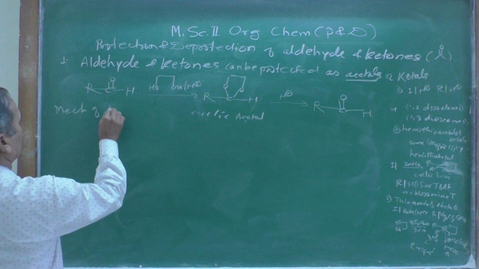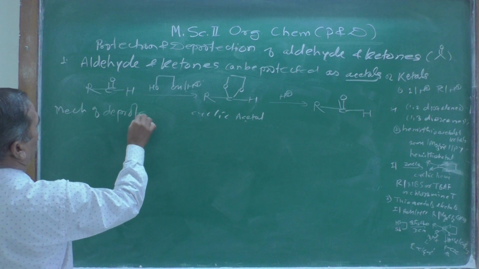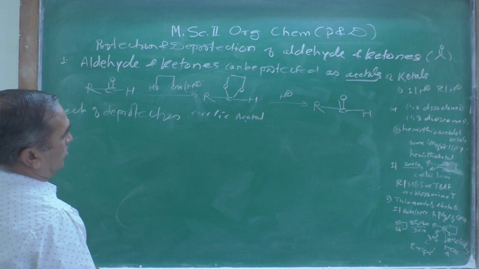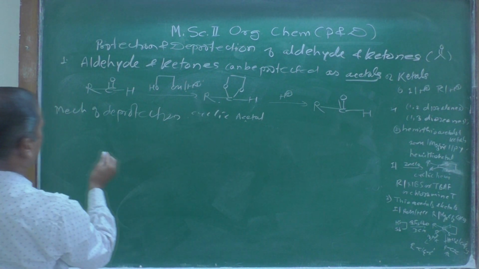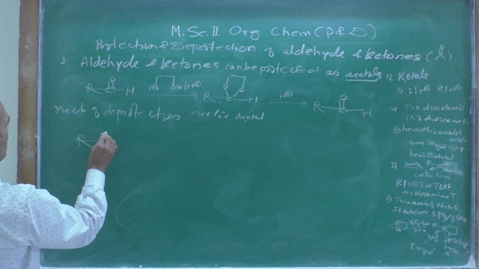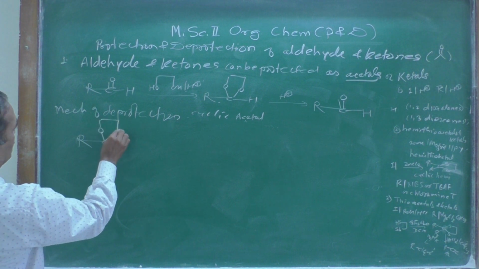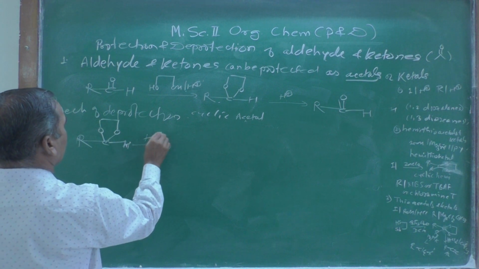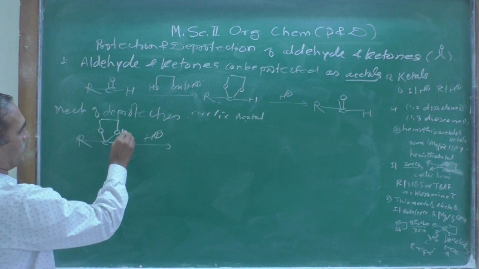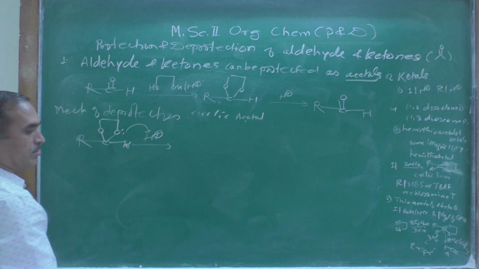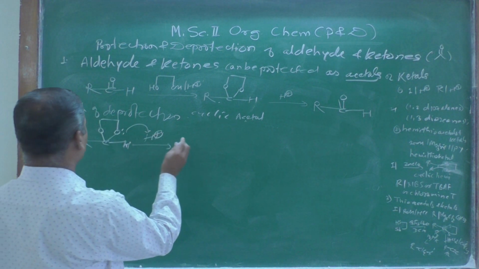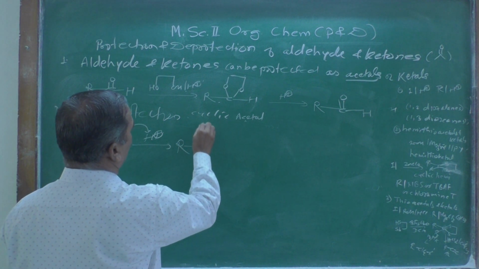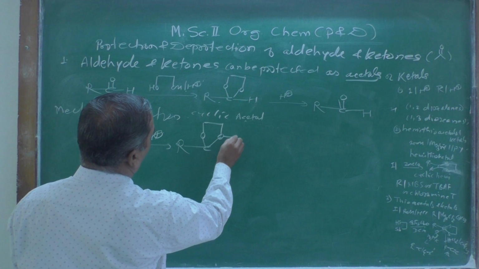Mechanism of deprotection. Let us see this one. R, C, O, then CH2, O and this H. In the presence of the acidic medium, the lone pair present over there attacks that hydrogen atom, and we are going to get R, then O, CH2, this O and H.